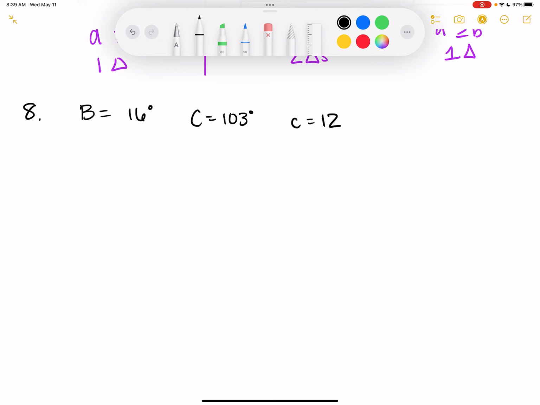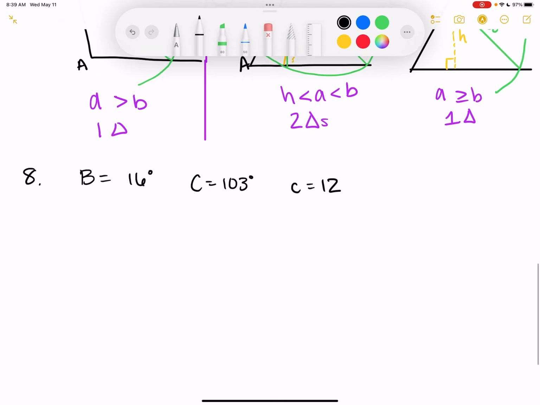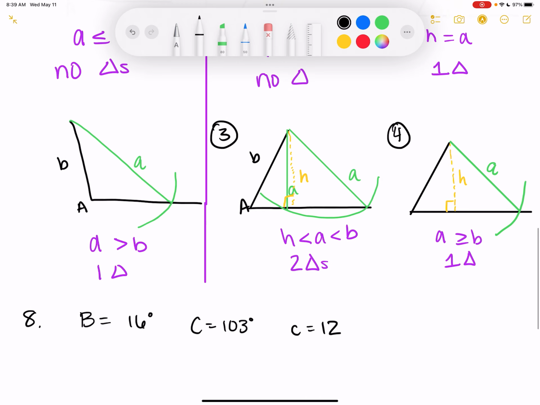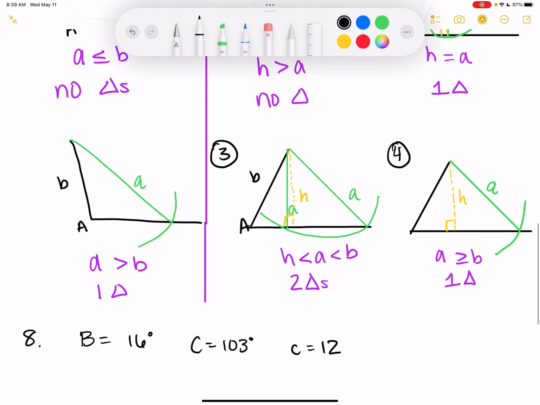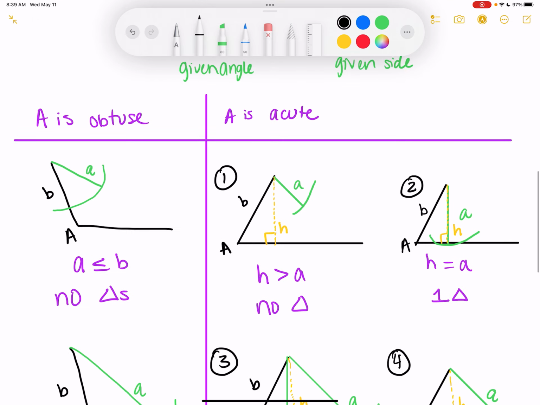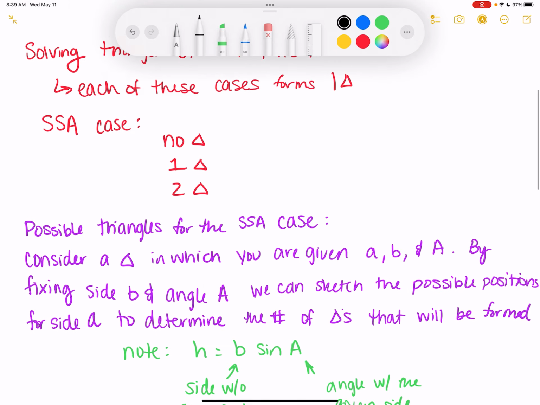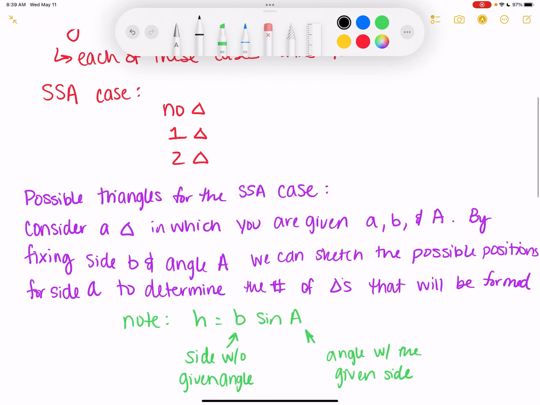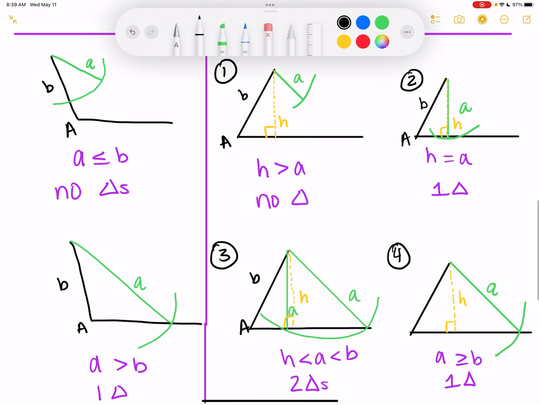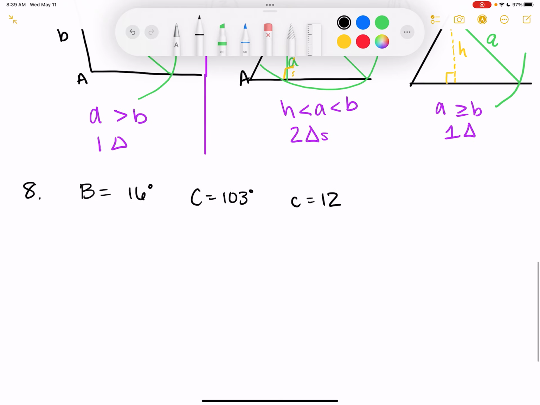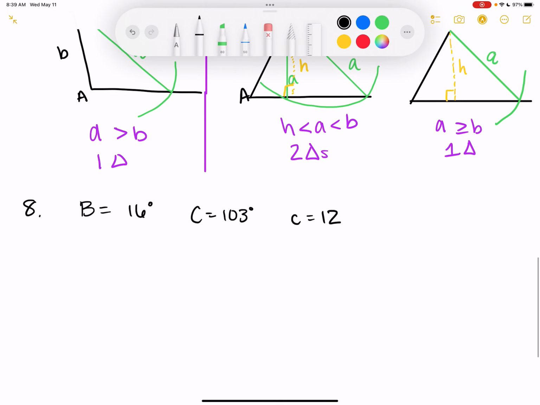So you can do 180 minus 103. Wait, can we draw a triangle? It helps me visualize it. We have to figure out what this is, don't we? We have two angles and a side, obviously obtuse.